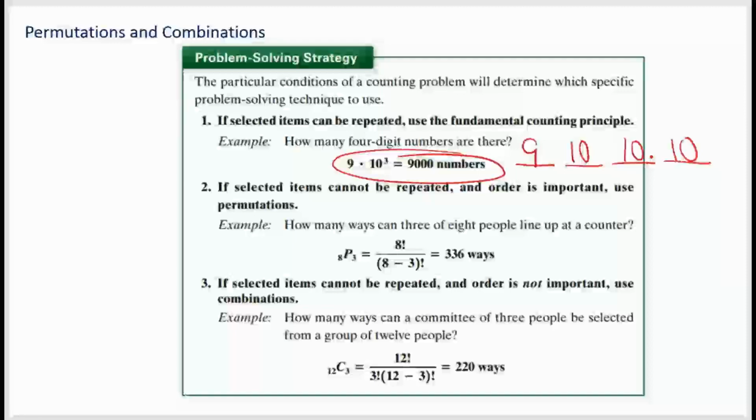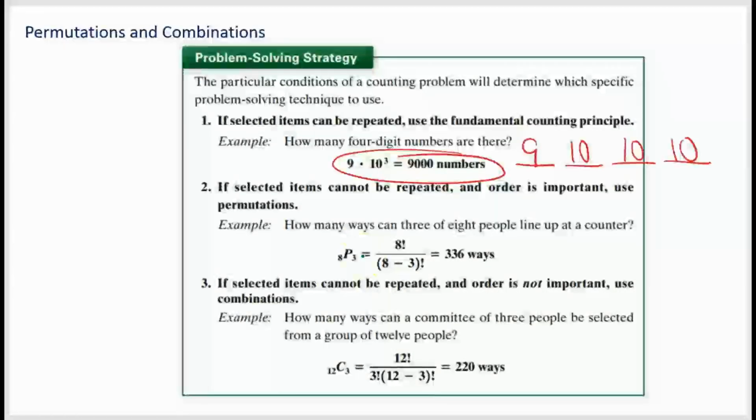Now the second possibility for your problem: if the selected items cannot be repeated, okay, so you're not reusing, but order is important. How many ways can 3 of 8 people line up to a counter? Okay, or get a picture made, or be president, vice president, secretary. All of those situations, the order matters. And so you would do 8 choose 3.